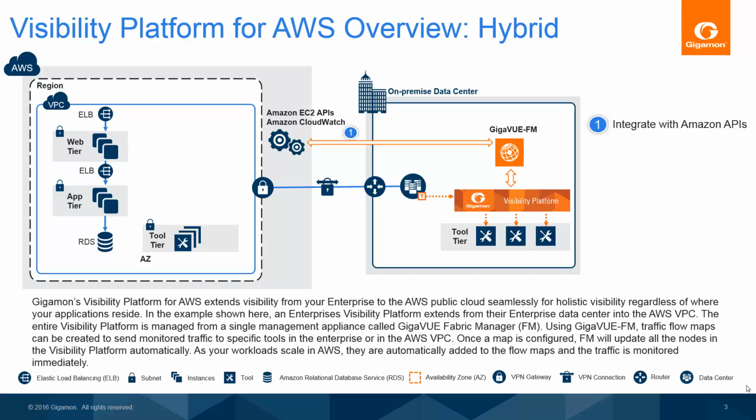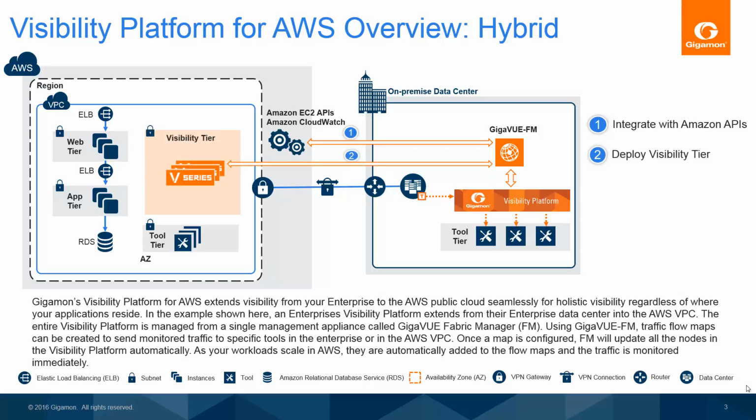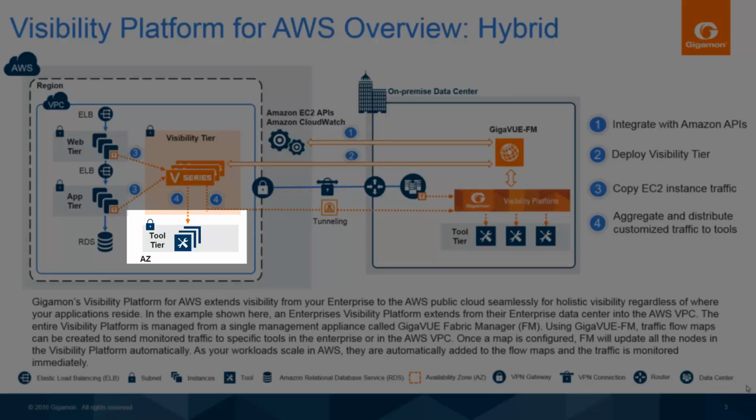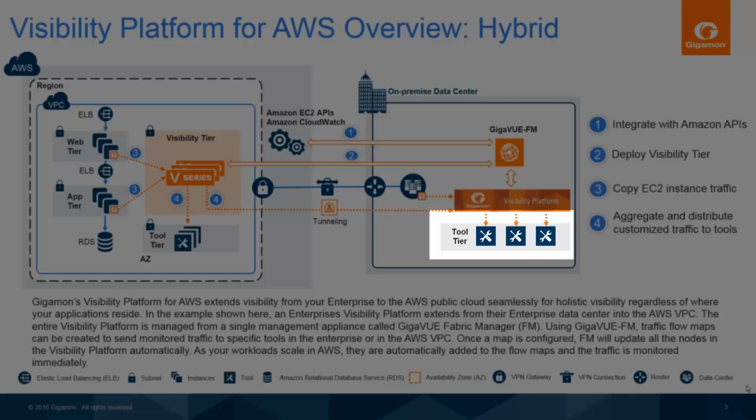From there, it is then able to launch the visibility tier, which consists of the vSeries nodes. Agents placed on your workloads are then able to copy traffic and send it over to the vSeries node, where it is able to aggregate that traffic and distribute it across to custom tools that exist within the VPC, as well as tunnel it back to the visibility platform and tools that exist within your on-premise data center.